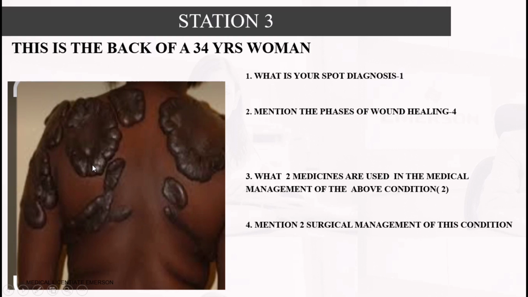As you can see, these things are growing on the woman's back and also on her hand. The question is, what is the spot diagnosis? The woman is 34, she's black. So these are massive keloids. This is the spot diagnosis.